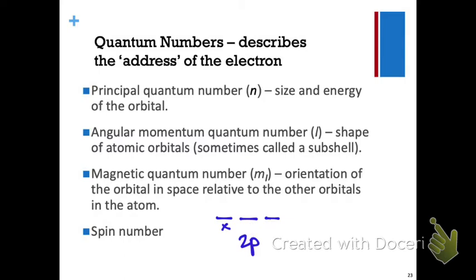And then the last part tells me whether it is the first electron that went in or the second. Is it the first one that went in or the second? And is it spinning in the positive direction or in the negative direction?